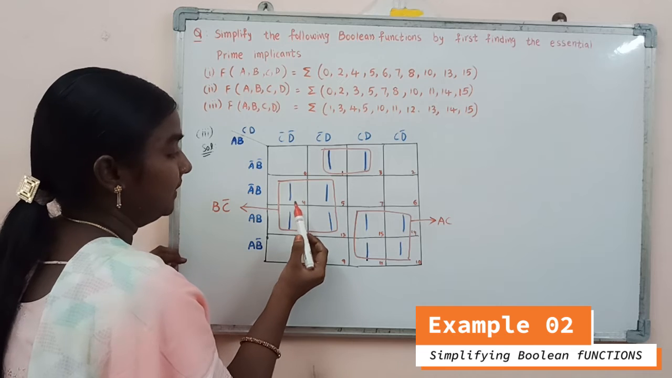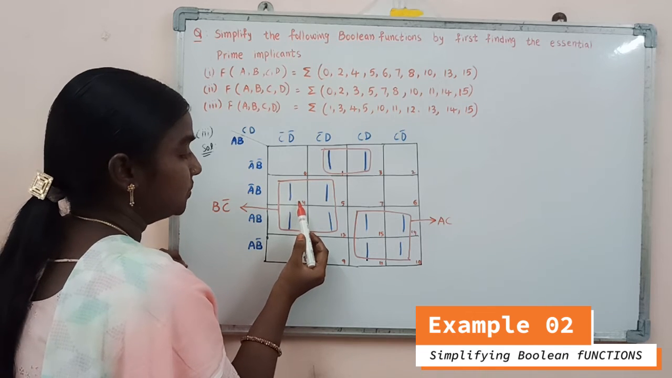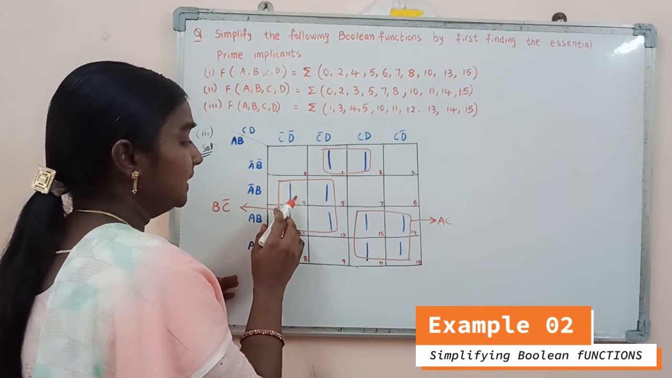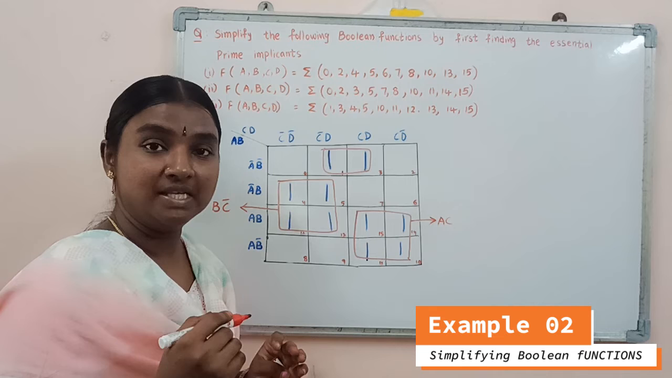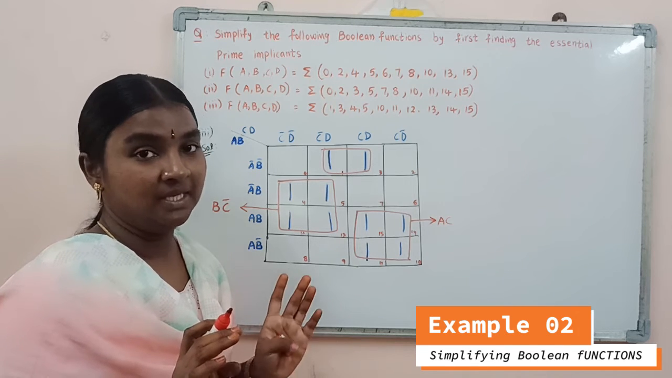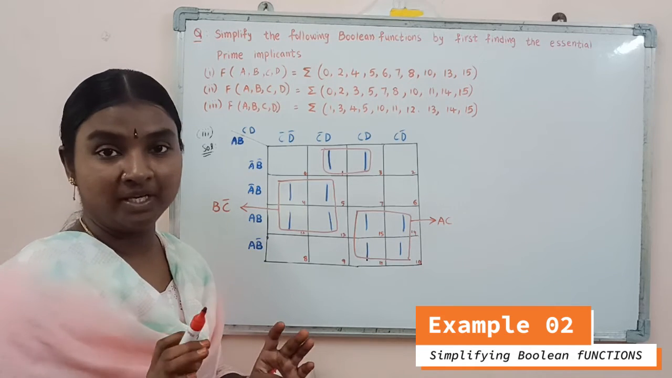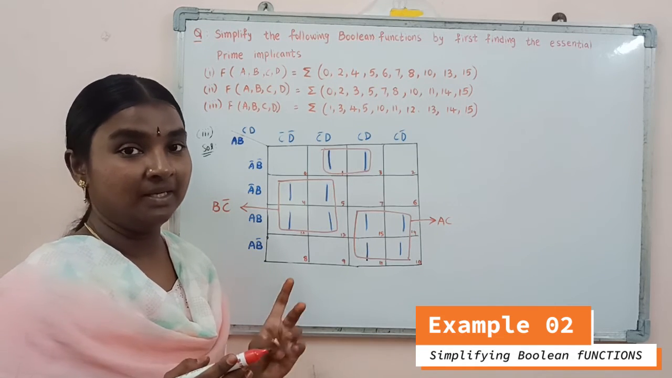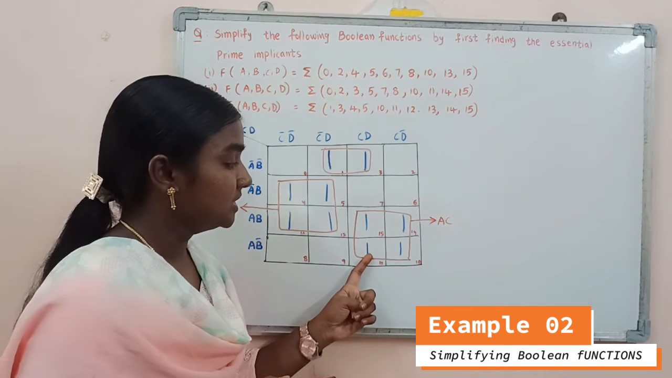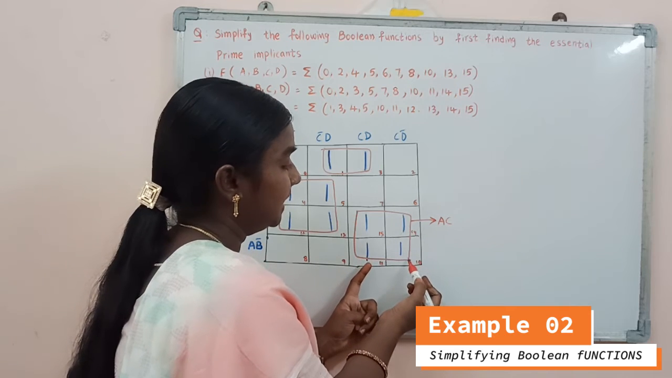Now here, if we observe the M4 minterm, there is no chance to make a group here. So in this prime implicant, if there is one minterm which is not covered by other prime implicants, it is an essential one. So the M4 minterm is not covered by any other prime implicant, then this prime implicant is an essential one.